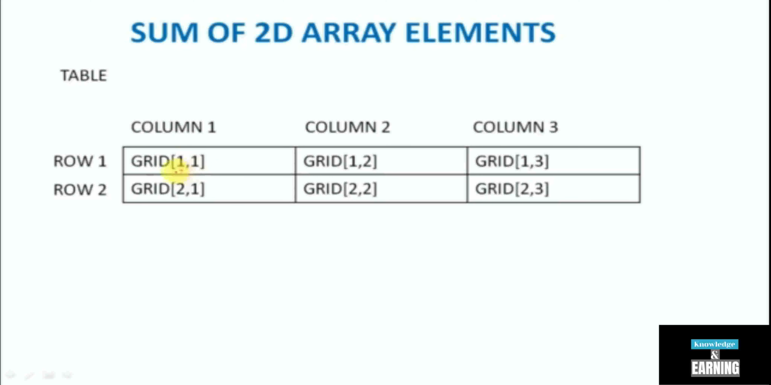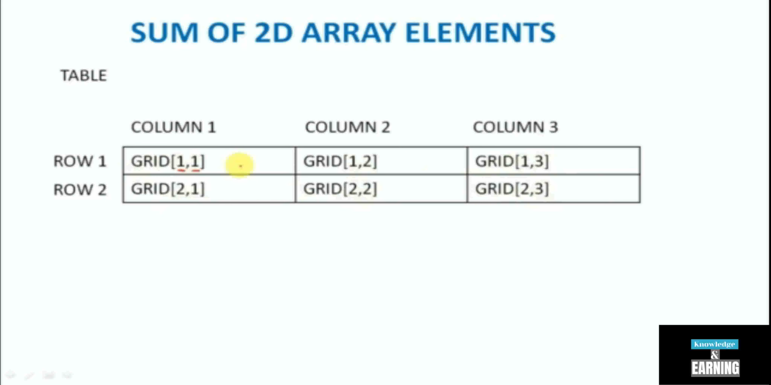So, this is my first row. The first number represents the row. The second number represents the column. Row number 1, column number 1. Row number 1, column number 2. Row number 1, column number 3. Row number 2, column number 1. Row number 2, column number 2. Row number 2 and column number 3.